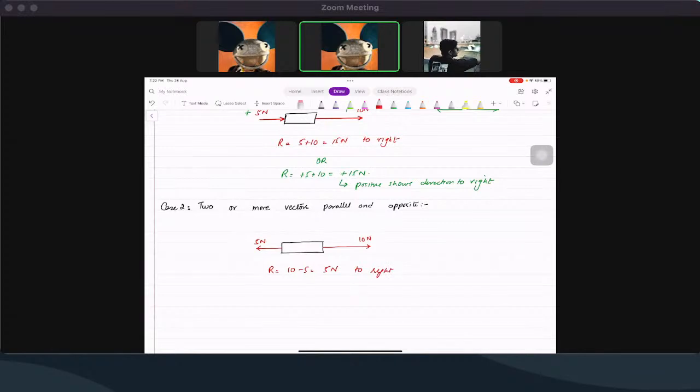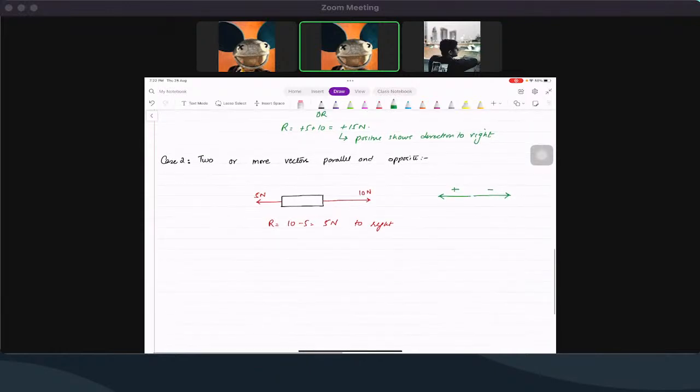Or you could just simply take the direction. So this time, for just a change, if you take minus here and positive here, it does not really matter what you do, but if you take right as negative, then you have to take left as positive. So this would make this as negative and this as positive. So when you find the resultant, you write plus 5 minus 10. It gives you basically minus 5. So minus already indicates that the resultant is towards right.